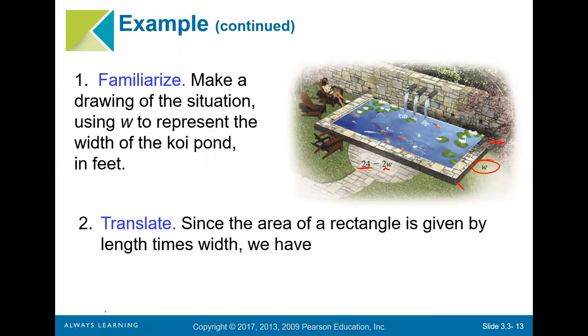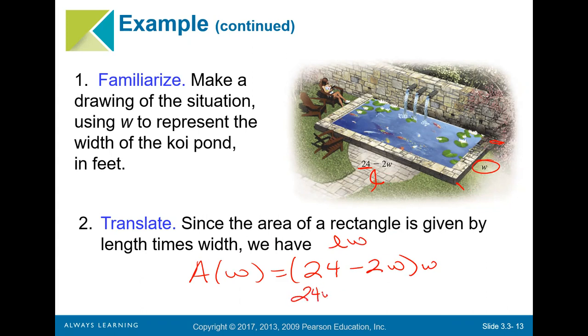So moving on. Now, let's translate. Since the area of the rectangle is given by length times width, here's our formula. That means we have 24 minus 2W. This is my length, and this is my width. It's length times width, and it could be a capital L. Now I'm going to distribute the W. So I get 24W minus 2W squared.